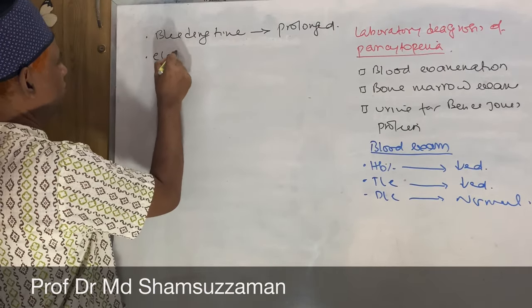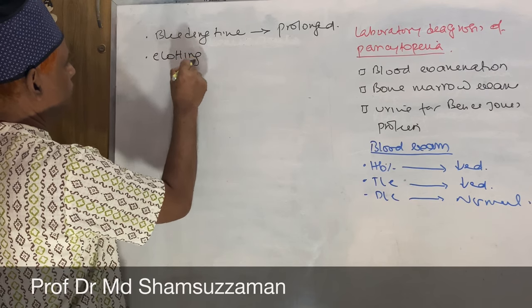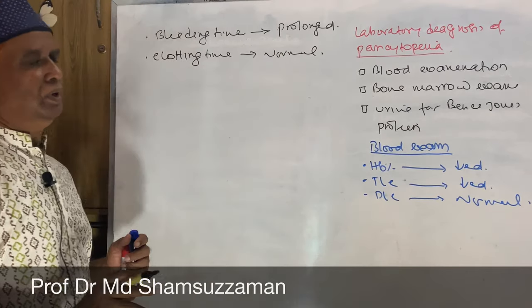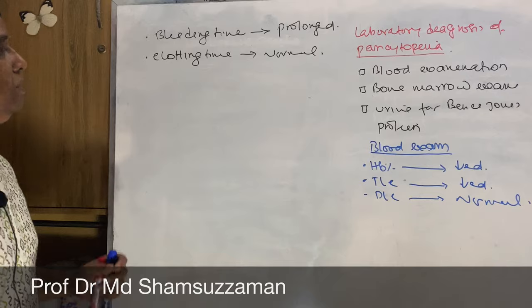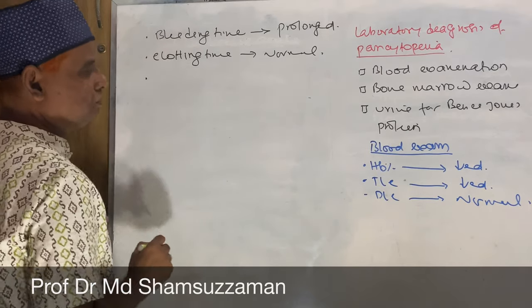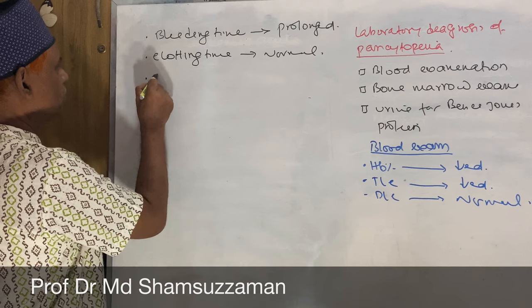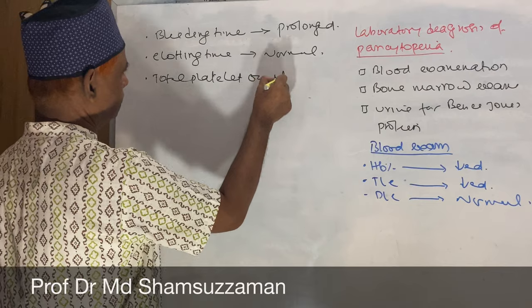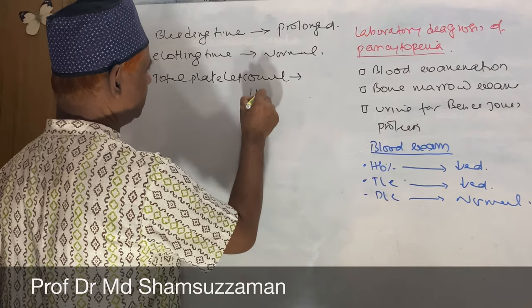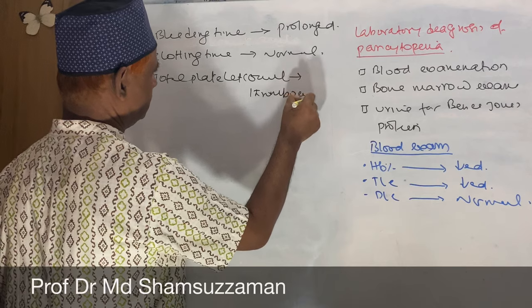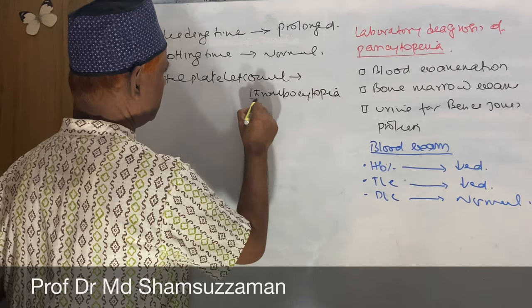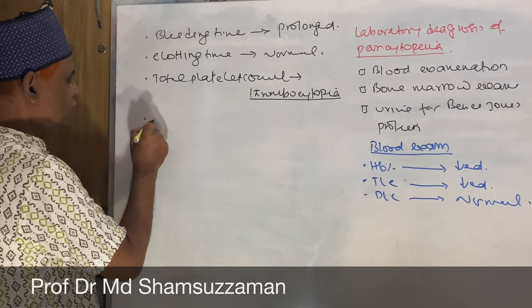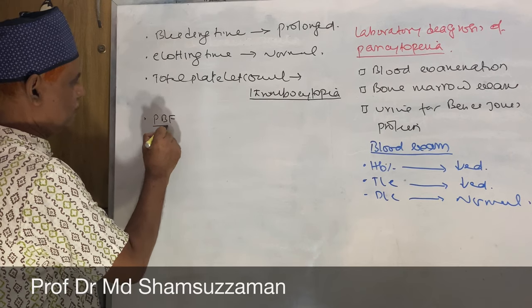We have to do clotting time, it is normal because it is not a case of coagulation disorder. Then we have to do total platelet count, it will show thrombocytopenia. So the count of platelets will be less than 1.5 lakh. Then we have to do peripheral blood film, PBF.